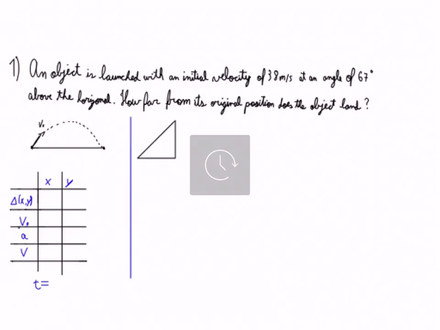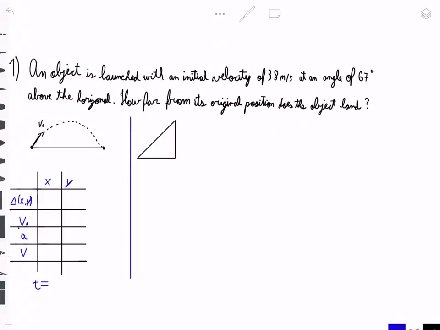So here is the problem. An object is launched with an initial velocity of 38 meters per second at an angle of 67 degrees above the horizontal. How far from its original position does the object land? So I already drew a little diagram to make things a little clearer. What the question is asking is what is this distance here, which is delta x.